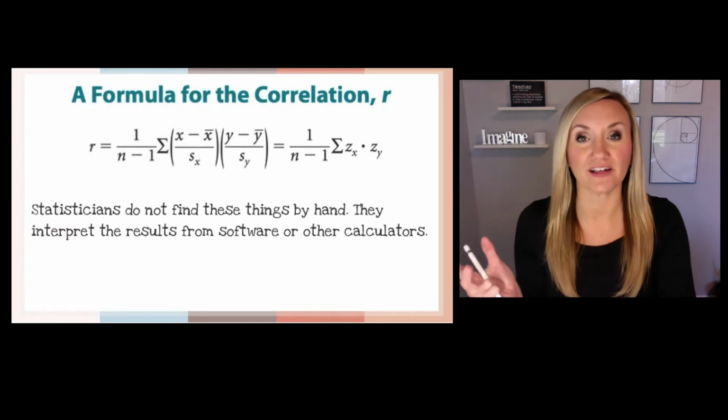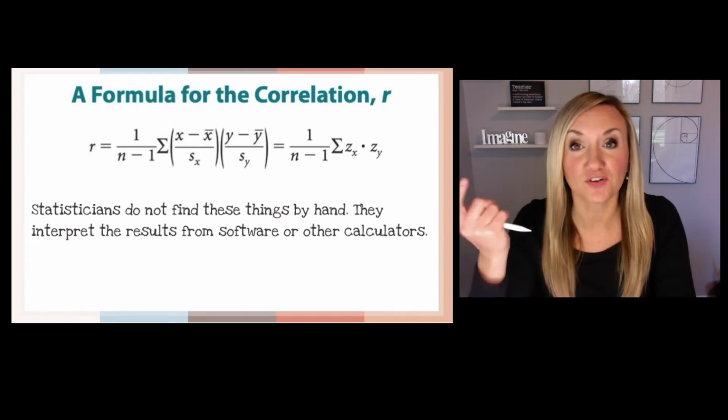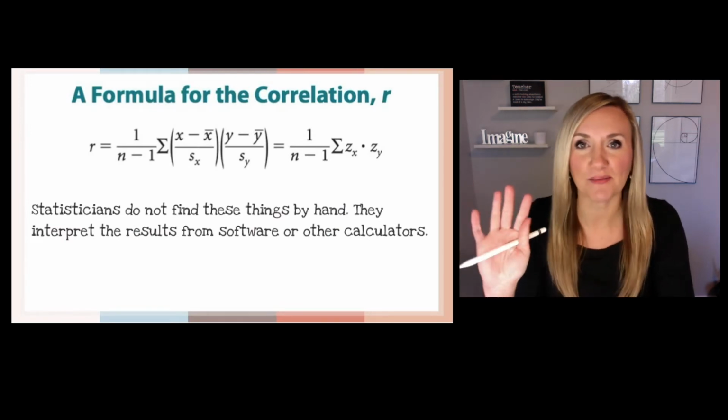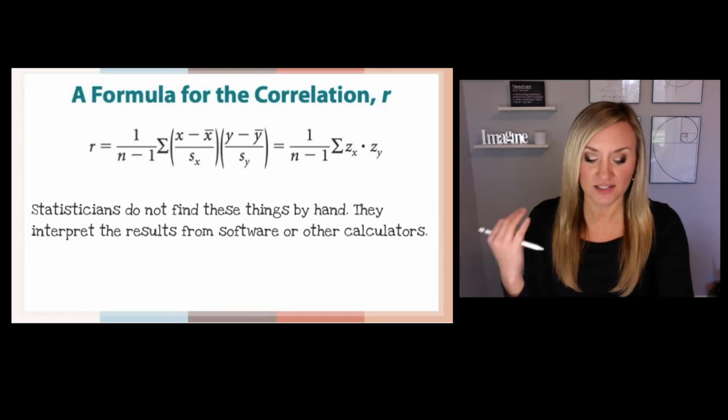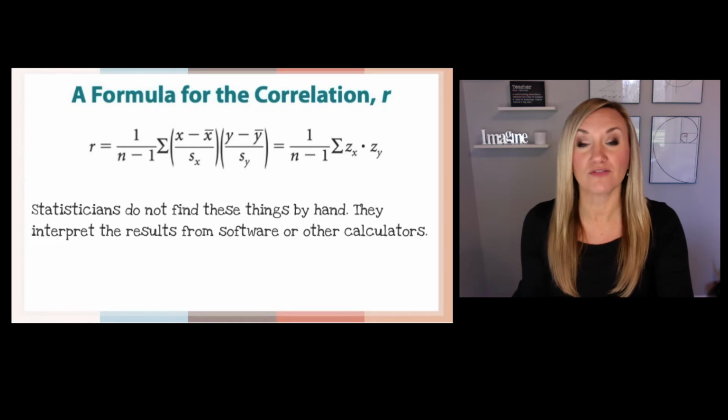Here is the formula. Are you freaking out? Don't freak out. It's really not that bad at all. You want to know why? Because statisticians usually do not find these by hand.